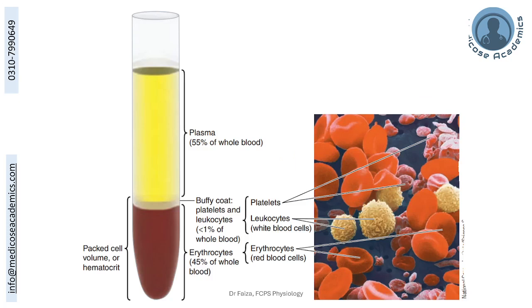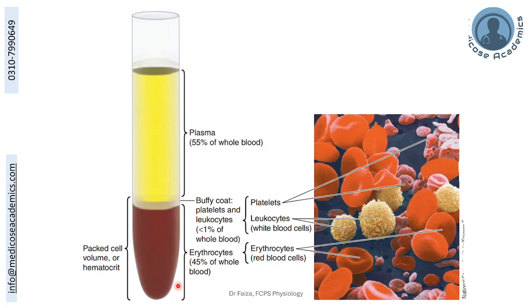If we centrifuge the whole blood sample and let it stand for a while, the blood cells, which are heavier, will settle down and the plasma will stay at the top. So this image is showing the relative proportion of plasma and the blood cells in the blood, where 55% of average human blood is composed of plasma, whereas 45% of it is the cells.